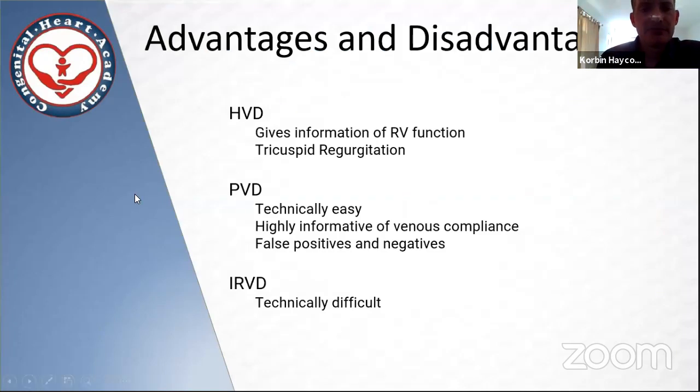Portal vein Doppler is technically very easy, the most bang for your buck. It's highly informative of venous compliance. However, there are a few false positives in young, healthy individuals: you can get quite pulsatile flow when there is no venous congestion. And in fatty liver or cirrhosis, the liver tends to dampen the pulsations, and you can have a false negative. The intrarenal venous Doppler is very specific for renal congestion. The main disadvantage is the technical difficulty; you're not going to be able to get it in maybe about 15 or 20% of people.